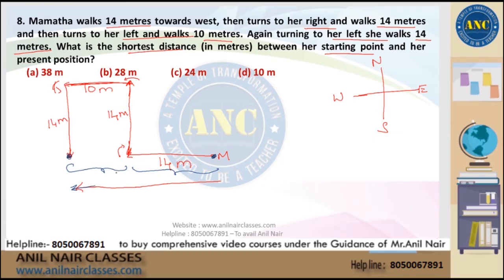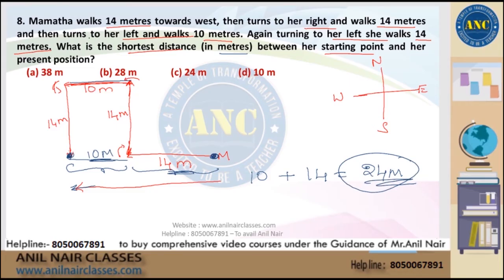Okay. Now what is this value? Because this and this are same, this and this will be same. 10 meters is this value. So this value is also 10 meters. So when this is 10 and this is 14, the shortest distance from Mamata's home to the end point is 10 plus 14, which is equal to 24. So the right answer is 24 meters, which is option C. A, B, D are wrong. Option C is the right answer. Alright, now let's go to the next question.